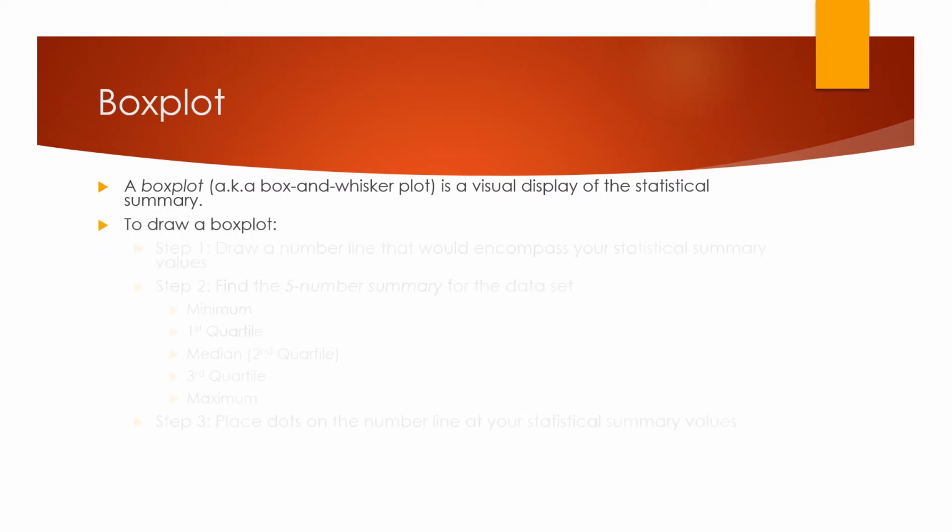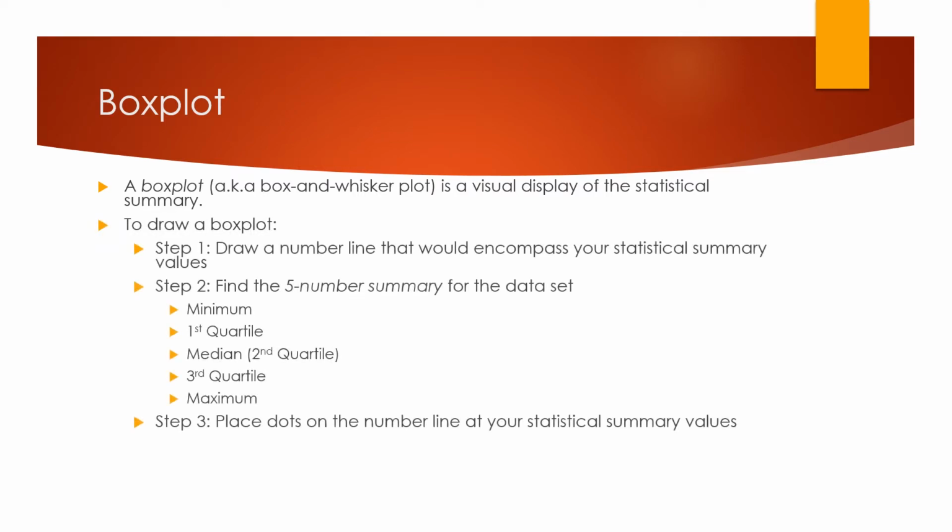To draw a boxplot, the first thing you need to do is draw a number line that would encompass all of your statistical summary values. Then you want to find your 5-number summary for the data set. As a reminder, your 5-number summary is the minimum, the first quartile, the median, the third quartile, and the maximum.